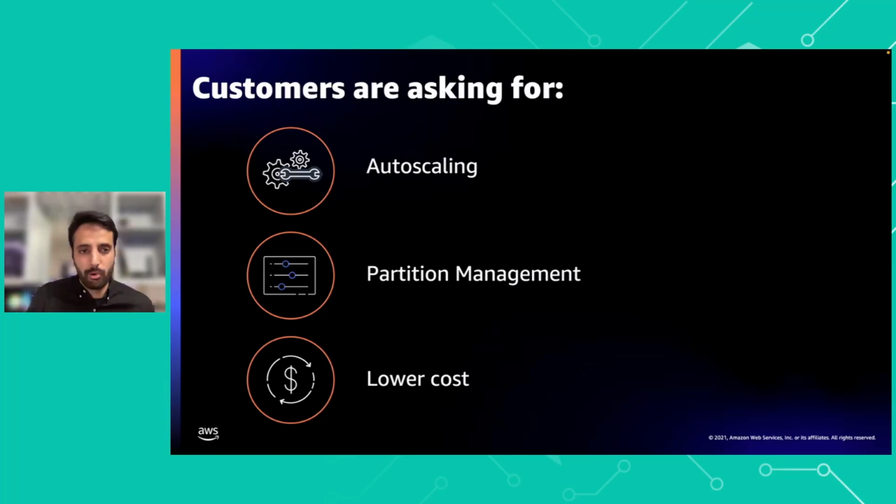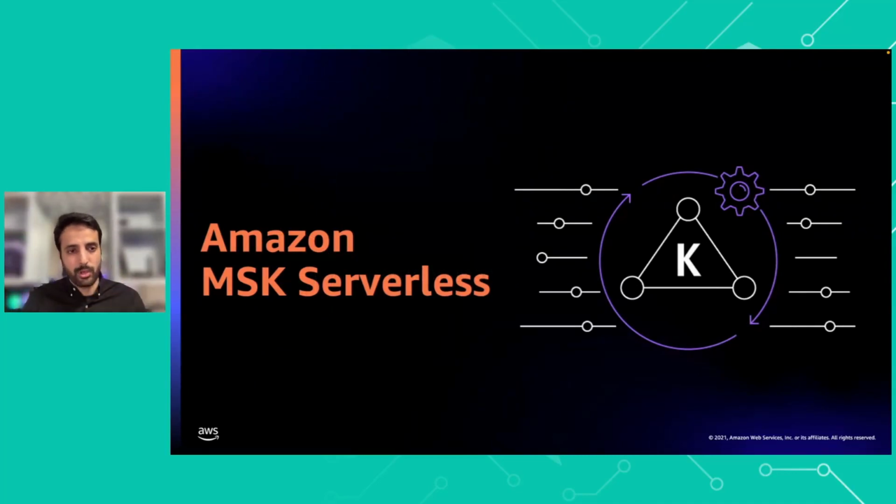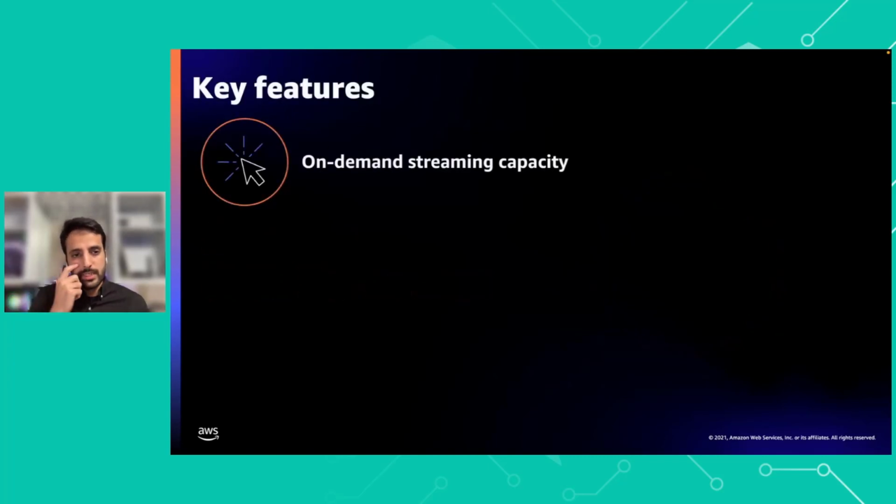So we went back to the drawing board. We're like, okay, what can we do? And that's what prompted us to develop Amazon MSK Serverless. Let's take a look at some of the key features of MSK Serverless. MSK Serverless provides on-demand streaming capacity. It's streaming capacity that works like a utility. You use as much or as little as you need without worrying about running out of it.